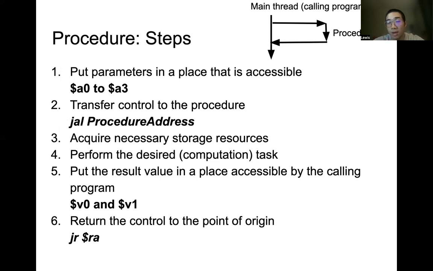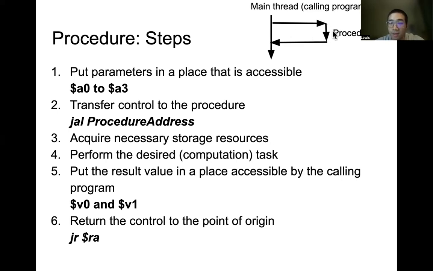Now let's look at how MIPS achieves that. The first one is the input that needs to be shared between the main thread and the procedure, and that's achieved by the input registers A0 to A3. And then the top arrow is the transfer of control, and we achieve that by calling the JAL, jump and link instruction, so that we update the correct address to the program counter.